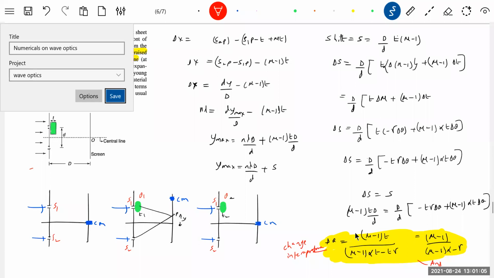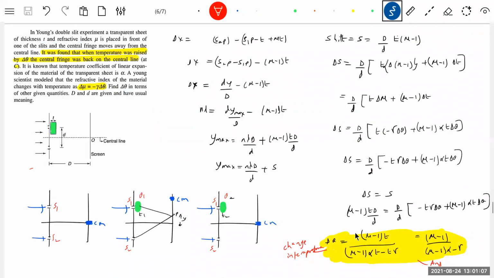You can expect questions in advance of this kind in passage comprehension, where they'll give information, then they'll ask you what can happen here. How many fringes have shifted down due to the rise in temperature? So you can use this particular method.